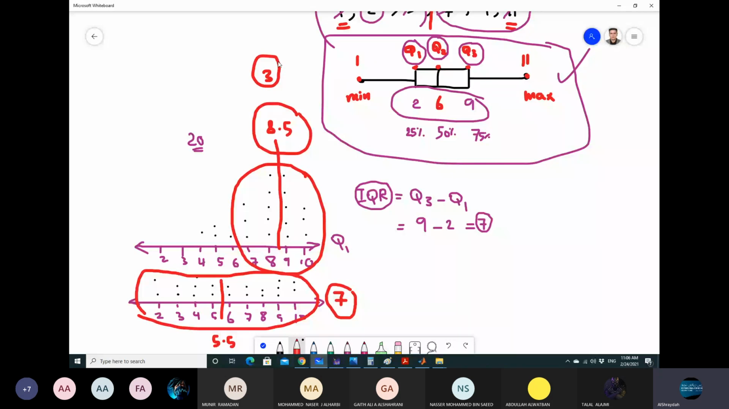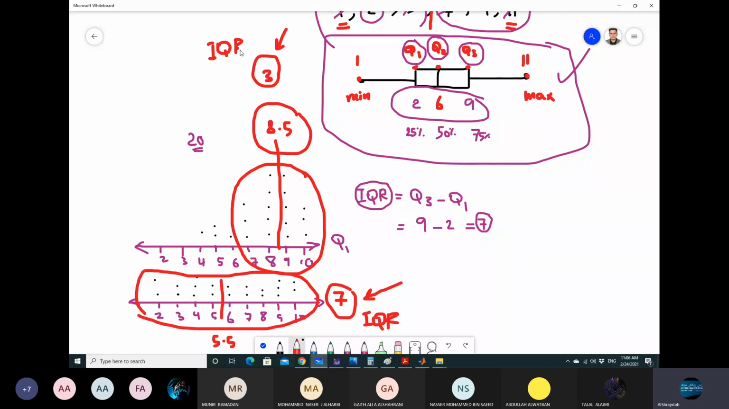The variability or the spread here is greater than the variability or spread here. Do you understand it, Muhammad? Here the data values are far from the mean, and here they are very close to the mean. So if you calculate the IQR here, maybe it gives you 7, and if you calculate the IQR here, it gives you 3.